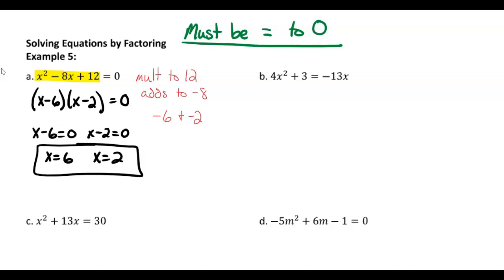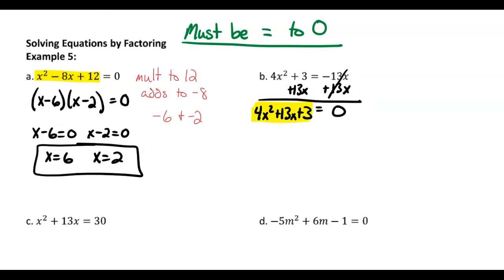So on B, it is not equal to 0. So I need to go ahead and add the 13x to both sides, because what that's going to do is on the right side, it's going to create 0. So I'm going to write 4x squared plus 13x plus 3. That way it's in standard form. And it's equal to 0. So now that it's equal to 0, I can go ahead and factor.